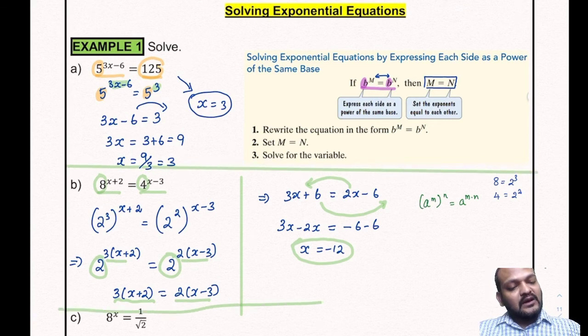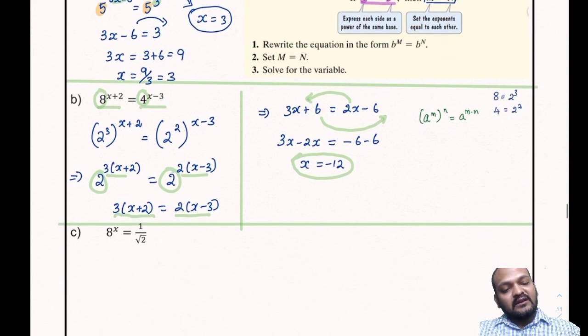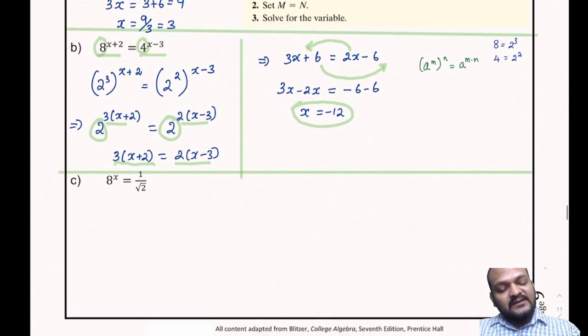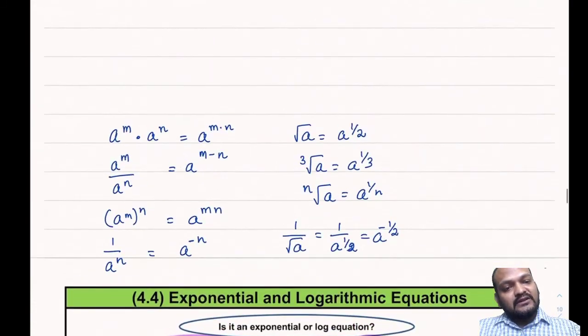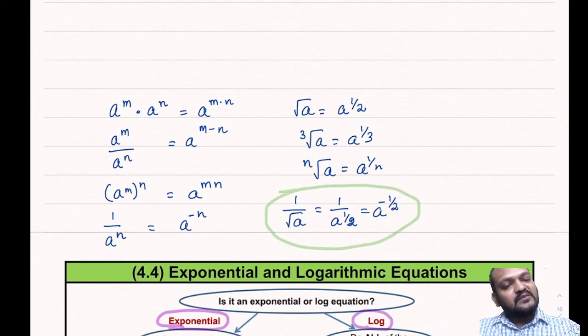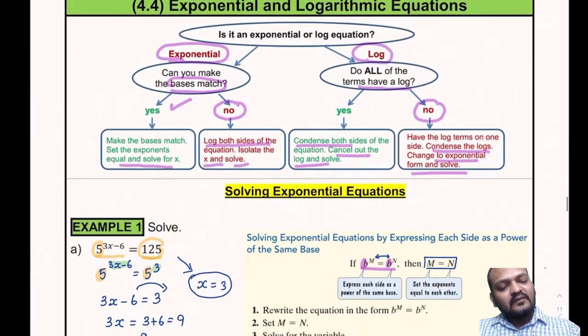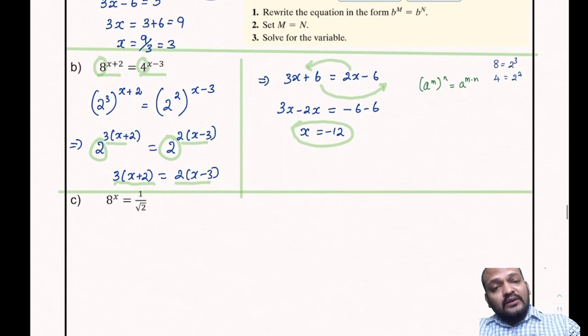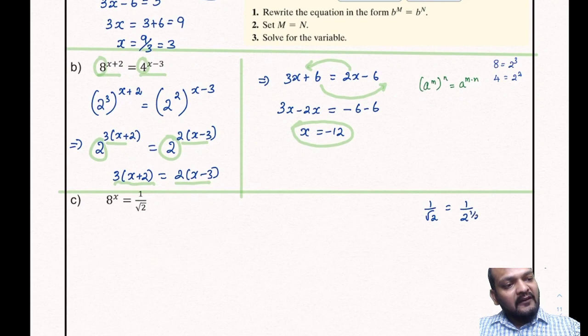All right, and that's how we solve these ones. Now let's try to solve example 1c. If you recollect, I told you earlier this formula right here, and this is the formula that we are going to use for this particular problem. Let me do that first. So what I have here is 1 over root 2, which is 1 over 2 to the 1/2, which is 2 to the negative 1/2.